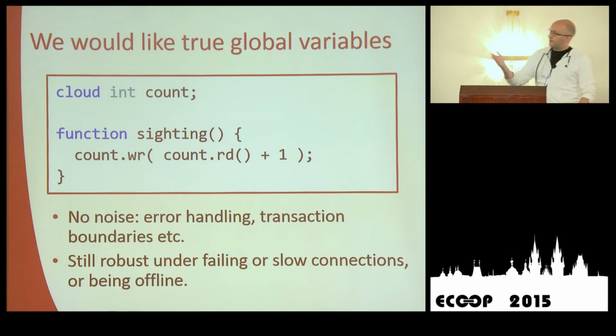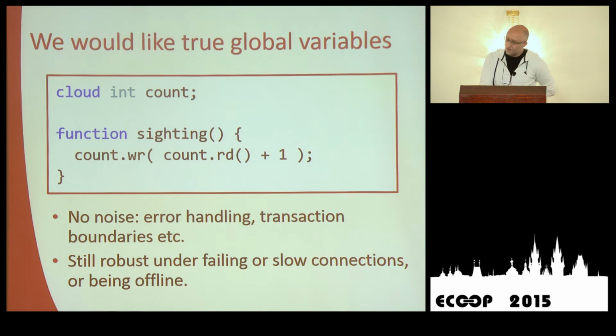So the problem with just coming up with such an abstraction is that you need to think about, well, what does it actually mean? So what is your semantic model? And in this case, we often think about what is the consistency model? And two, can you actually implement it robustly and efficiently?